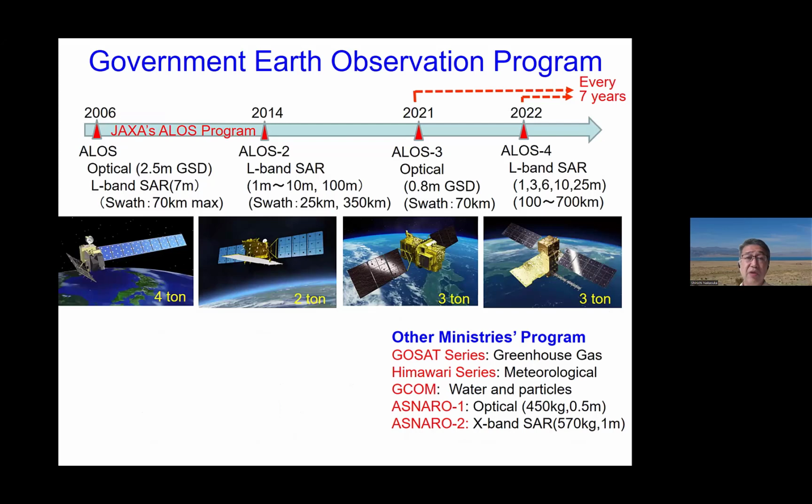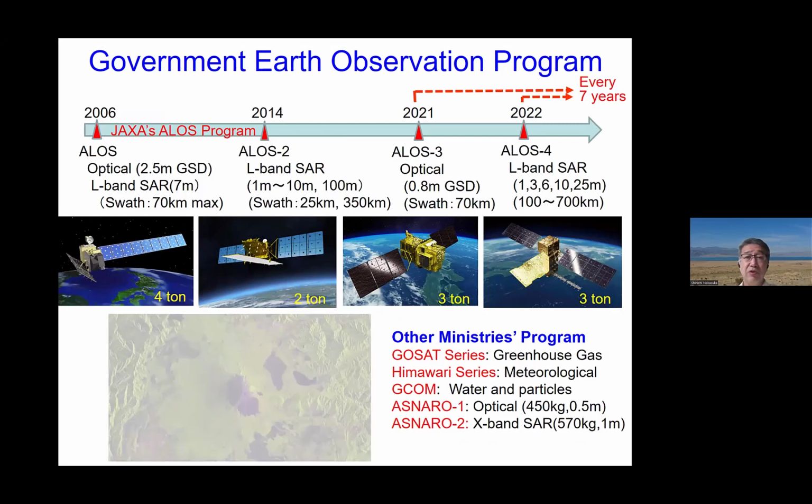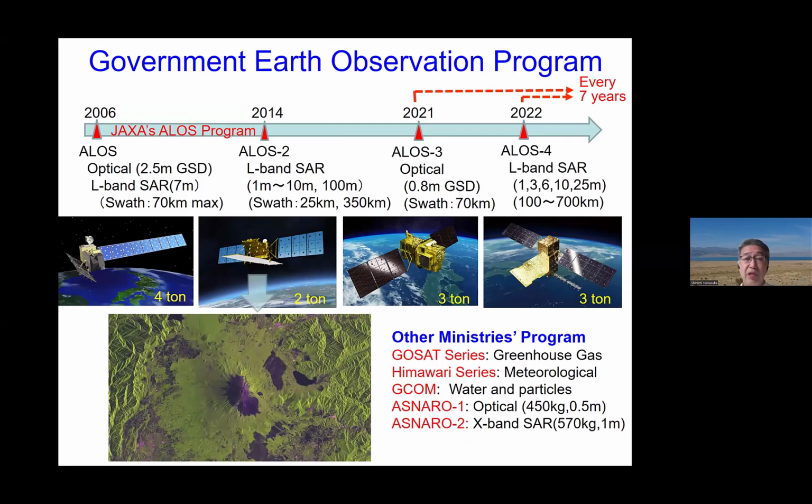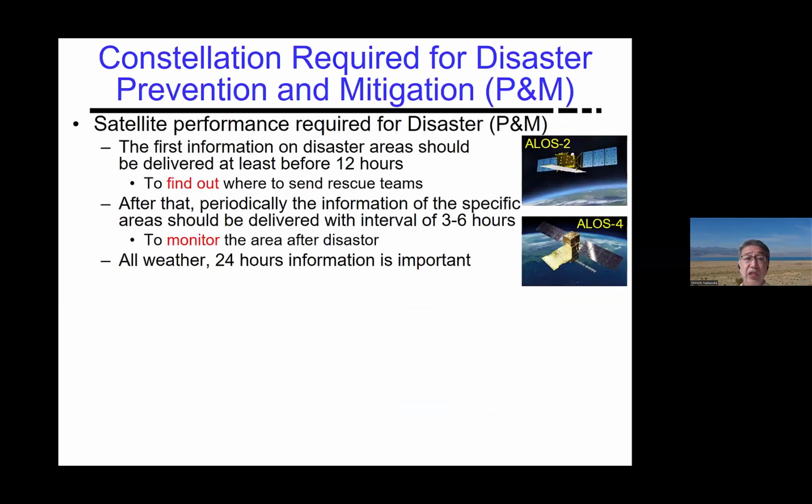Let me show some examples of the Japanese anti-disaster type of constellation. As you know, the Japanese space agency JAXA is providing a very good Earth observation program called ALOS. It is a very big satellite, a 2-ton, 4-ton satellite that will be launched every 7 years, which can provide very good information of the ground. But in order to do disaster management, prevention, and mitigation, we need to design the constellation very carefully.